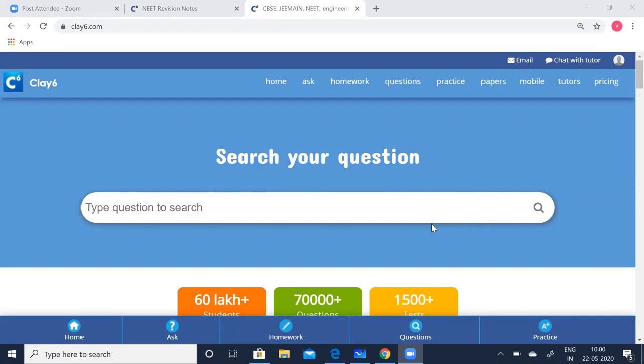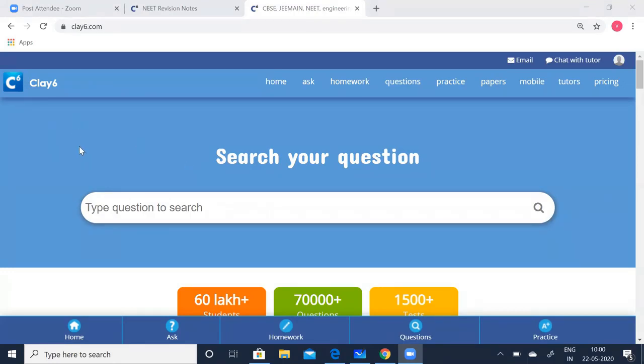I am the physics tutor, Mrs. Vijayalakshmi Ramakrishnan. Today, I'll be covering the chapter Kinetic Theory of Gases. Before that, I'll briefly run through how to access the revision notes and test in the Play6 website.